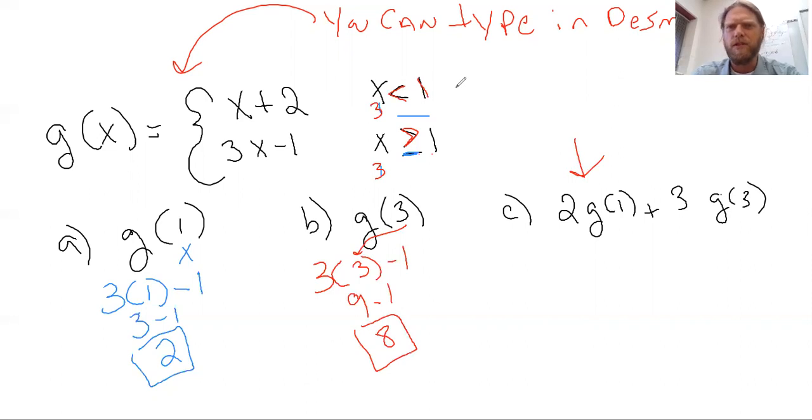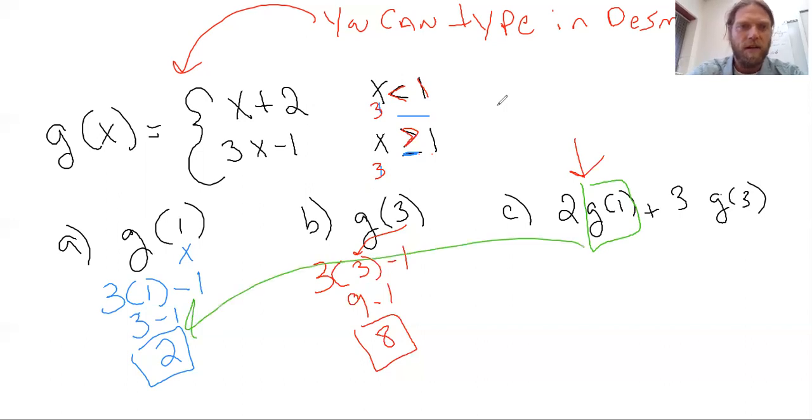And it says 2g of 1 plus 3g of 3. Well, that doesn't make any sense, but it does. And the reason why, it's just communicating to us a few things. It says, well, g of 1, we already know that answer. g of 1 is over here, it's 2. It's right there, it's 2. So I'm going to write 2 times 2, right?